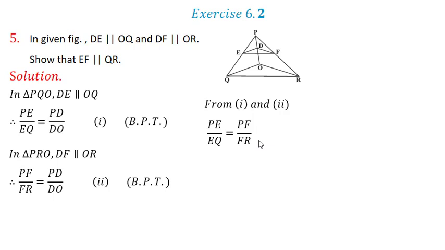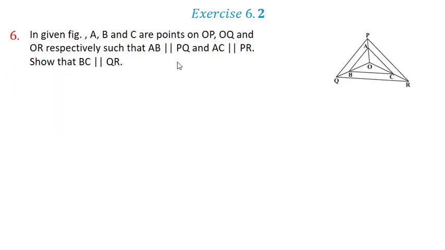Now, as these ratios are equal, by converse of BPT, we can say that EF is parallel to QR. You can say that in triangle PQR, PE upon EQ is equals to PF upon FR, therefore EF is parallel to QR. This is our converse of basic proportionality theorem. Now let us move to sixth problem.